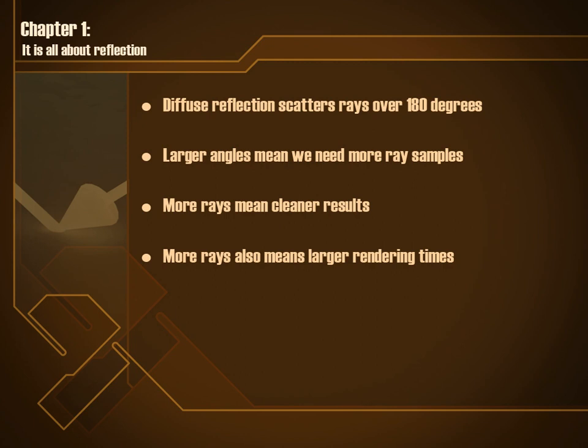And what that does is, because we're using much larger angles, we're going to need more rays. And the more rays we throw at it, the cleaner the results we're going to get. But also, more rays means longer rendering times, which can be, as we know, a real problem. But we'll talk about the solutions in a bit. Let's just look at the concept of diffuse reflection.